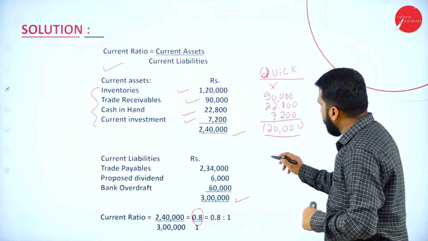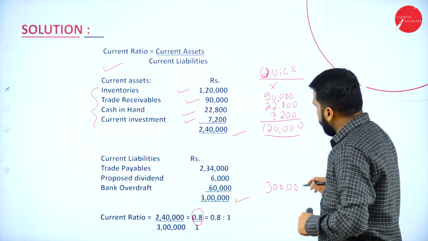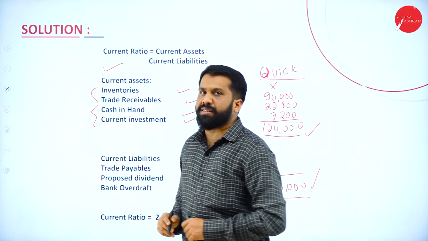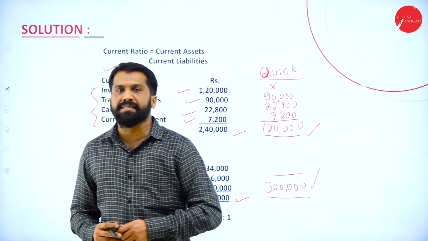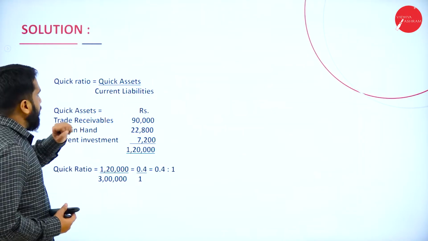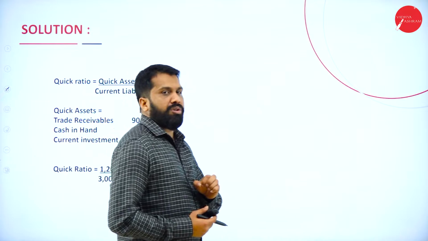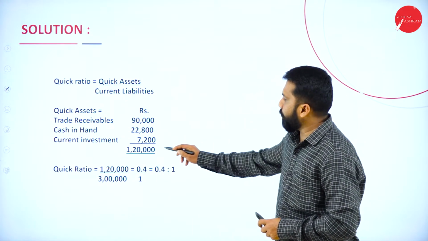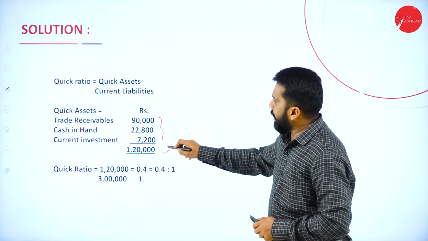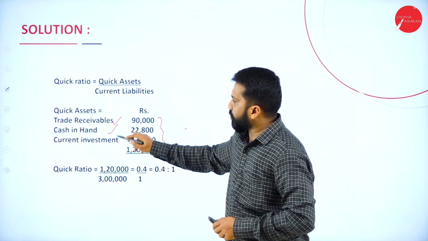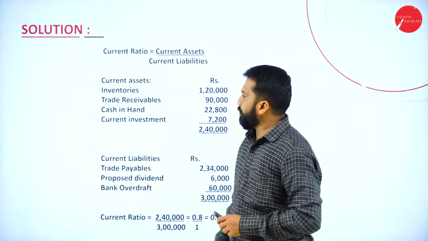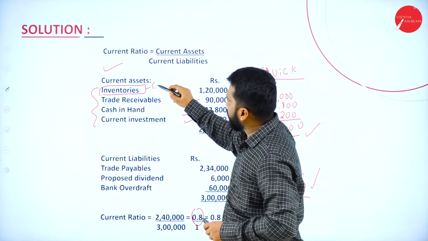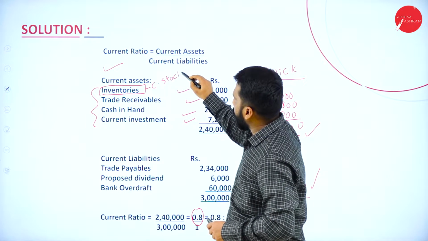Now, how much will you get? 3 lakh. No more changes in this. 1,20,000 divided by 3 lakh is your answer. As per your quick ratio, quick asset divided by current liability. What is the quick asset? 1,20,000. How did you get it? As I told you, receivable, cash in hand, current investment. Which one did we remove? We removed inventory. Why? Because this is closing stock.